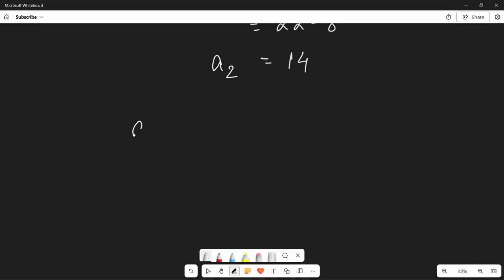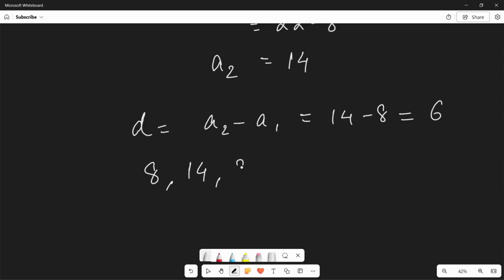Now we know that the common difference is nothing but A2 minus A1, that is 14 minus 8, and we get the common difference as 6. Now we can simply write the arithmetic progression, that is 8, then 14, and then 20 and 26 and 32 and so on. So here we have our AP, that is 8, 14, 20, 26, 32 and so on.